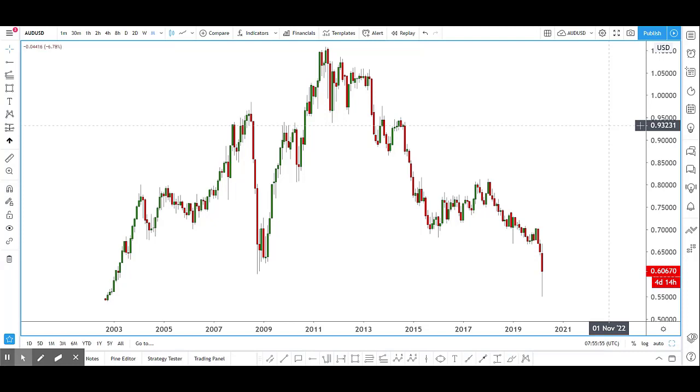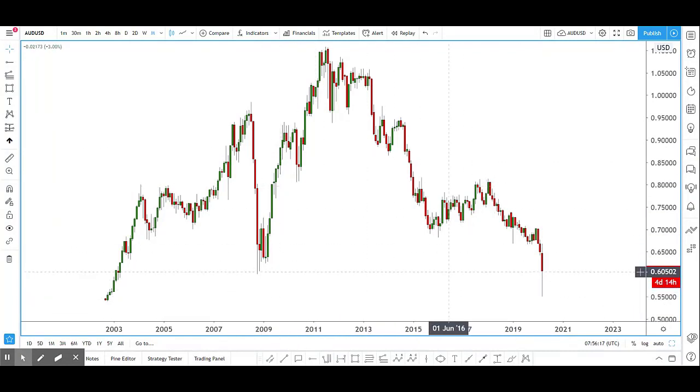Hi guys, for today's trade of the day, we will be looking at the Aussie dollar. And as usual, we start off with the monthly chart. Now, in terms of the Aussie dollar, we see that it made a high in 2011 and it came all the way down, all the way low in 2020. Of course, there isn't any clear support.